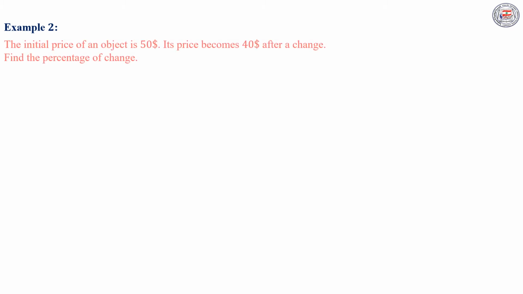Let's take another example. In this example, the initial price of an object is $50. Its price becomes $40 after a change. Find the percentage of change. That means we also have to find R in this example. In order to find R, first of all we have to find A, which is equal to the new price over the old price. The new price in this example is 40 and the old price is 50. Then A is equal to 0.8.